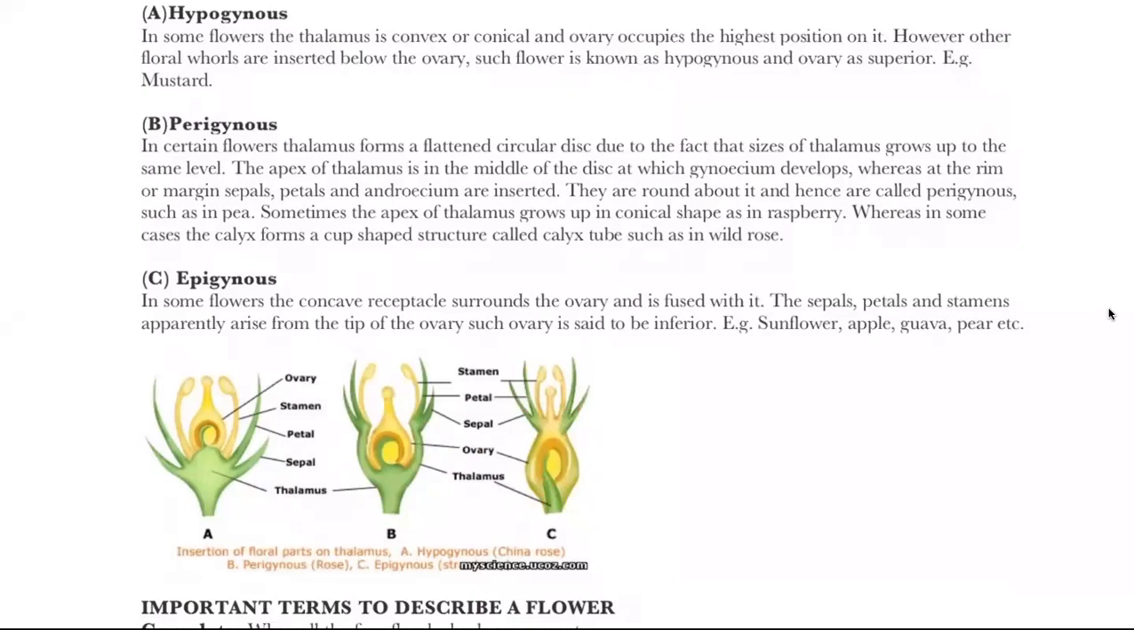Now 3 types again: hypogynous, where ovary is superior; perigynous, in which ovary and petals are almost at the same level; and lastly epigynous, in which the ovary is inferior. Okay.